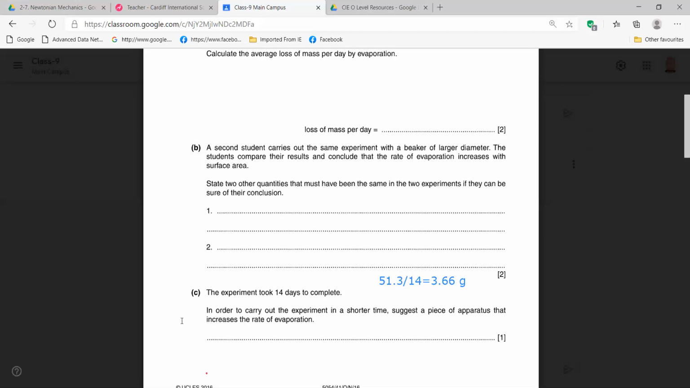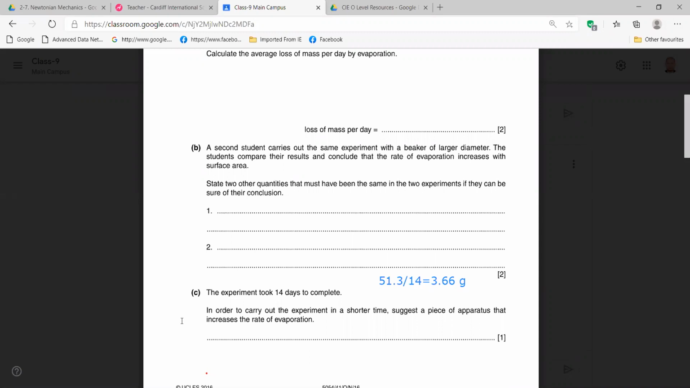Next, the experiment took 14 days to complete. In order to carry out the experiment in a shorter time, suggest a piece of apparatus that increases the rate of evaporation. There are many. You can suggest a Bunsen burner, because you can increase the temperature by using a Bunsen burner.